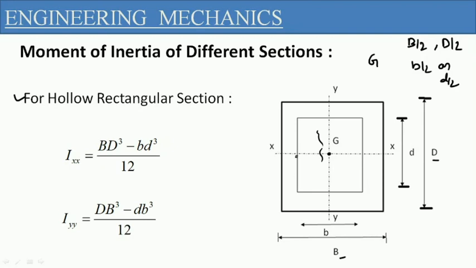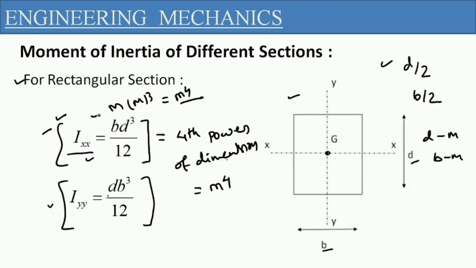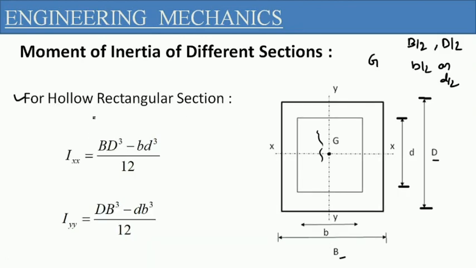Now if we want to define the moment of inertia about the x-axis, we will apply the bd³ concept, but here we have two different rectangles. So Ixx will be BD³ minus bd³ by 12, that is capital B, capital D cubed minus small b, small d cubed, divided by 12. Similarly, Iyy, the moment of inertia about the y-y axis, will be the same: DB³ minus db³ by 12. These are the formulas we can use for the hollow rectangular section.